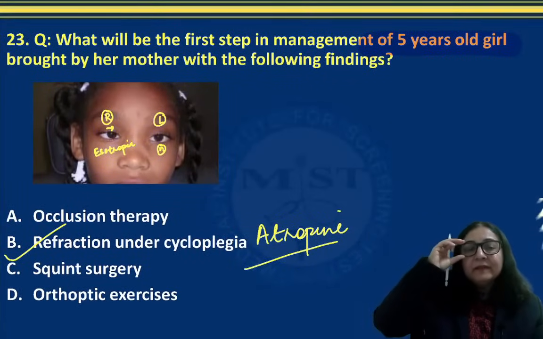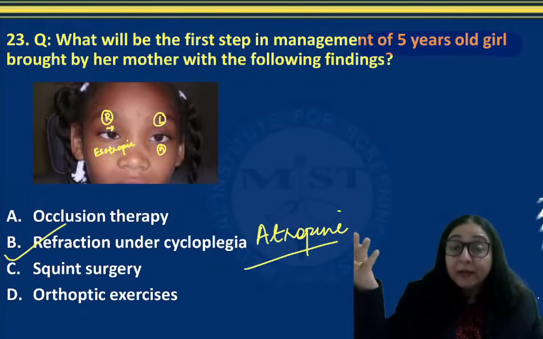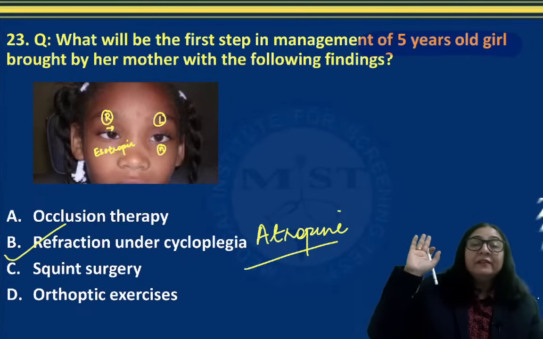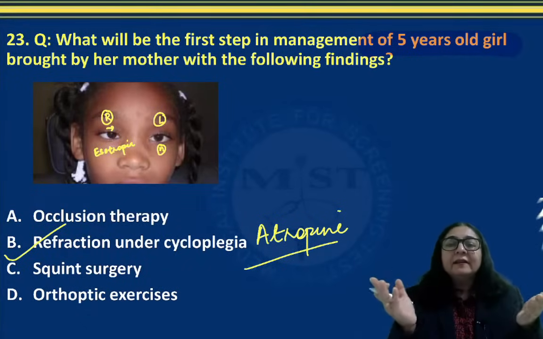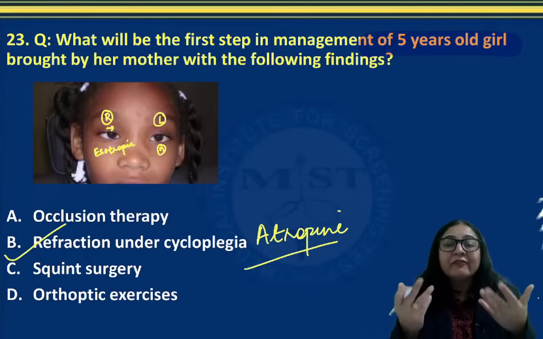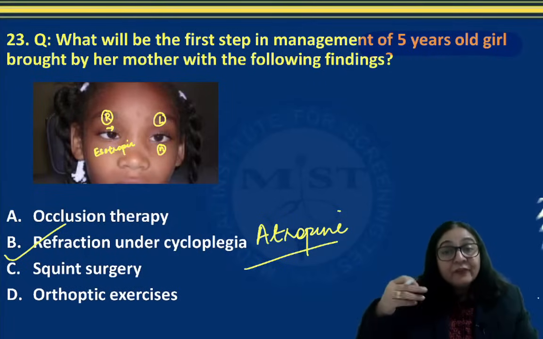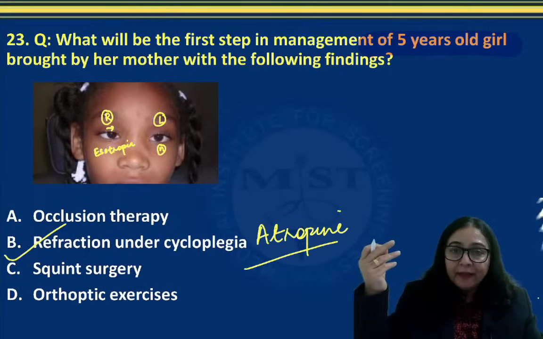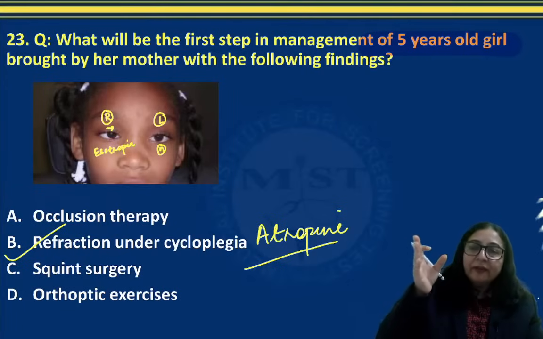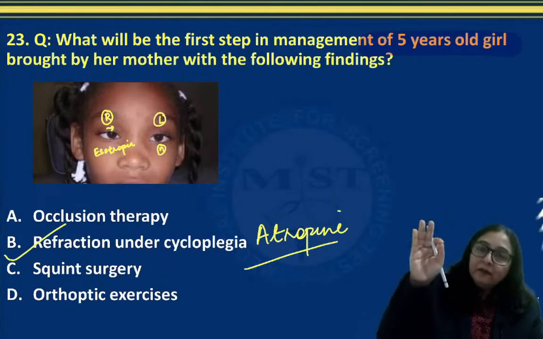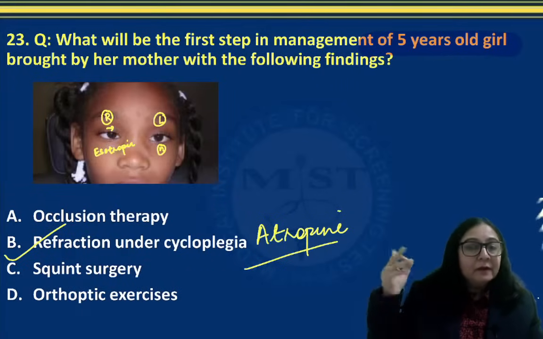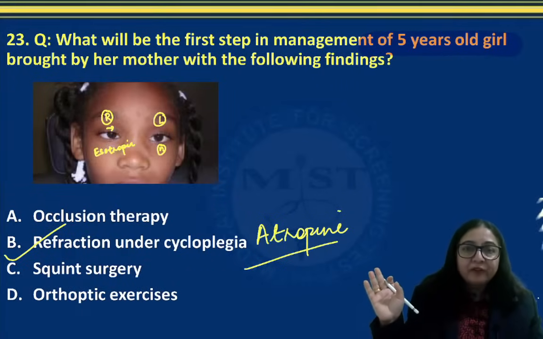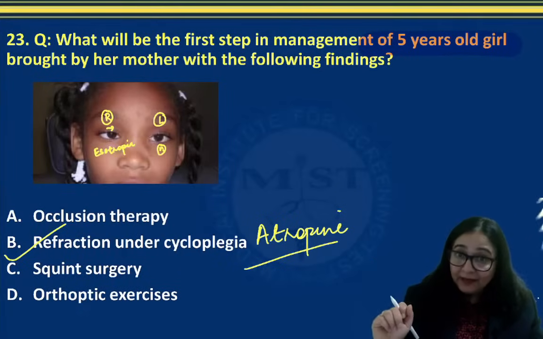Sometimes this child may already have amblyopia, because maybe the child has had the squint since birth or for the last 2 years and it was not treated, or the refractive error was not treated. If the child shows amblyopia, then after giving the glasses, you will do occlusion therapy. You can prescribe orthoptic exercises to the child in addition to the glasses.